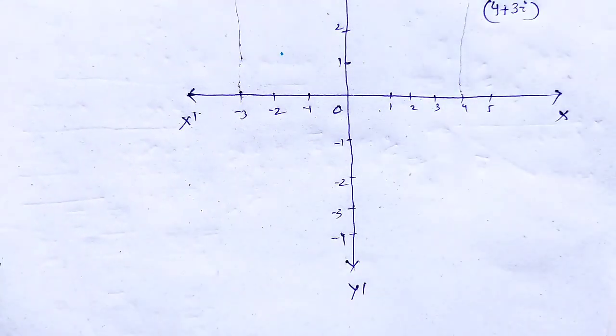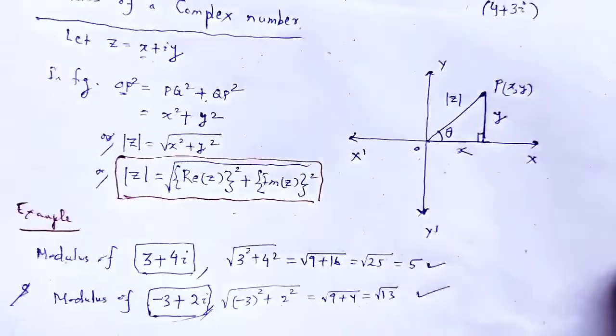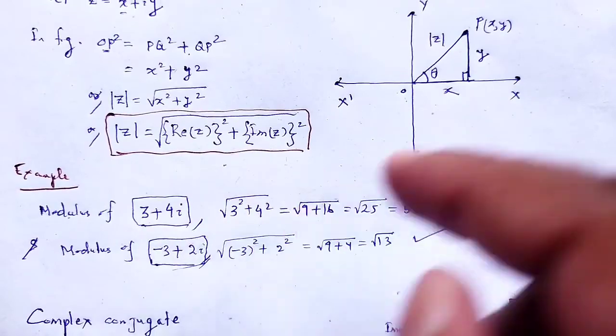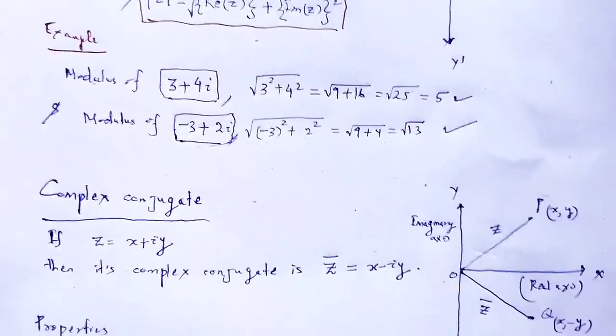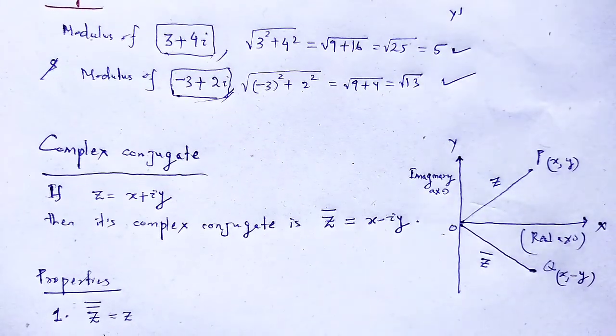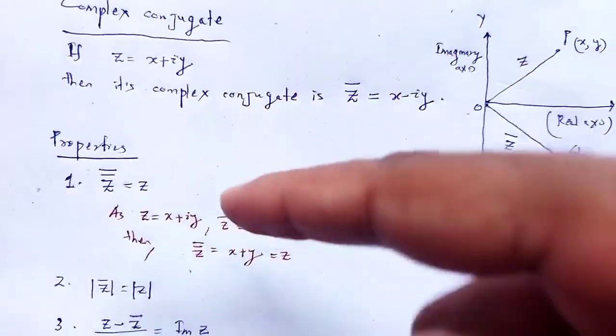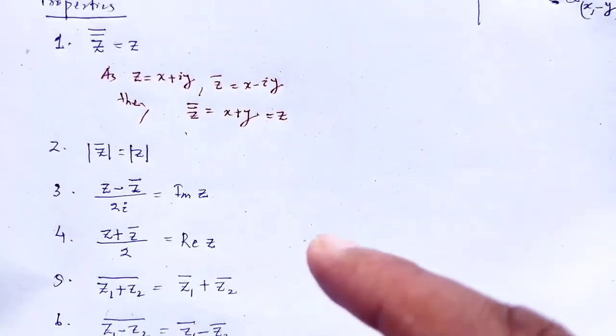Next, modulus of a complex number. Example, complex conjugate and its representation in graph. Properties of complex conjugates.